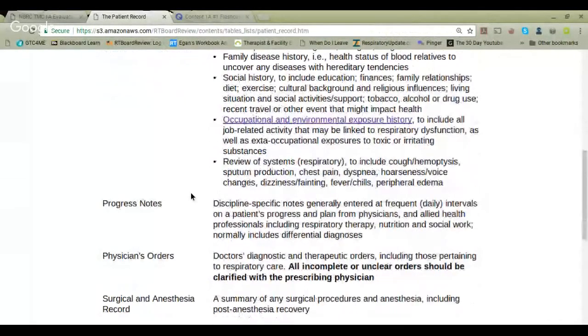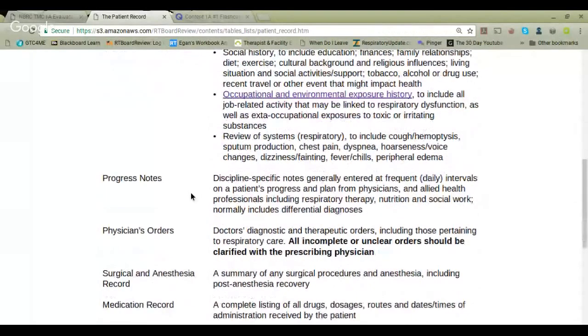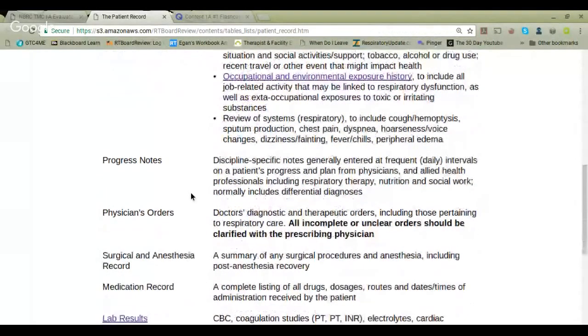Okay, progress note. Progress note is discipline specific. It has discipline specific notes generally entered at frequent intervals daily on a patient's progress and plan from physicians and allied health professions, including RT, nutrition and social work. It normally includes differential diagnosis. So the progress notes normally include differential diagnosis.